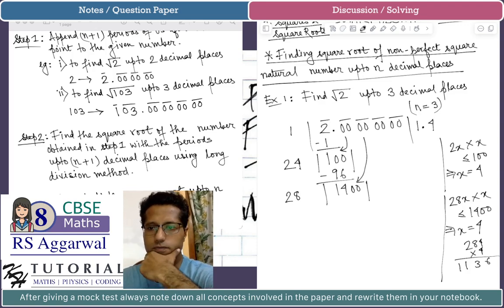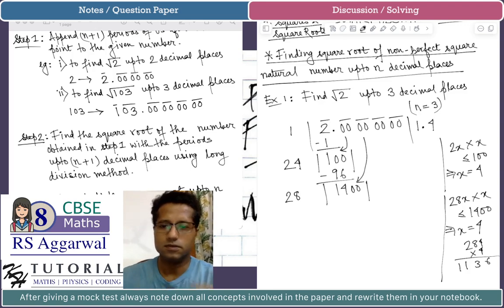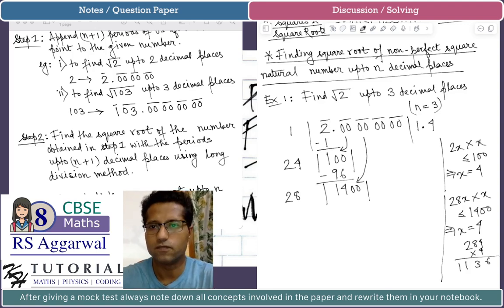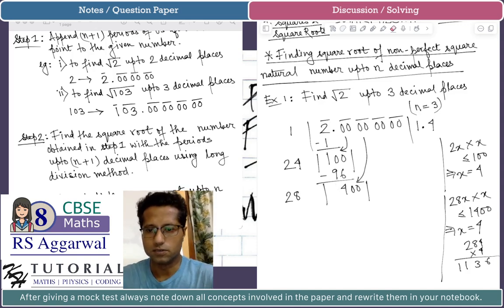It cannot be 4. After 4, it was 4. So 4, 96. Oh, this is not 14. This is 4. Sorry, this is 4. This is 4, and we brought down the 0. So now what will be?